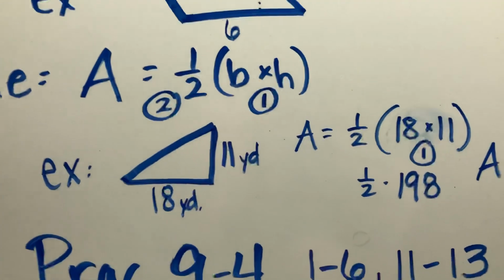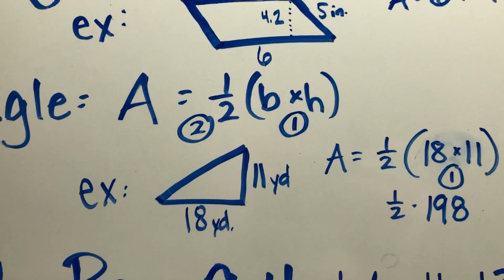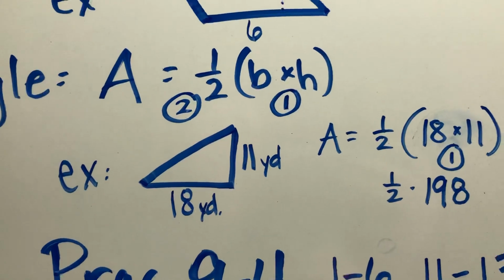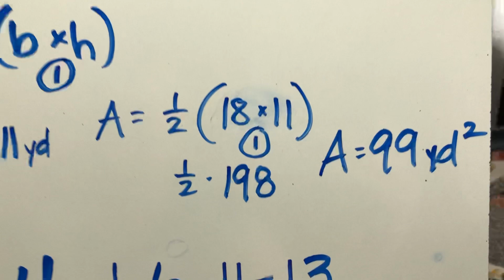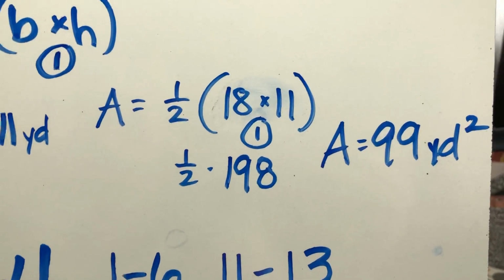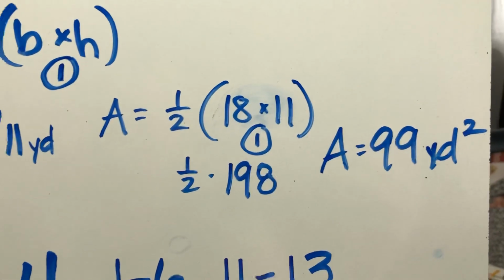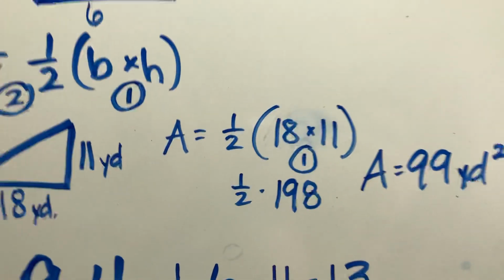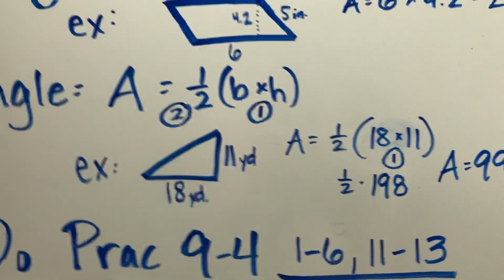And so this triangle is a right triangle. And the height of the triangle is 11 yards. The base of the triangle is 18. I have to do base times height first. My first step is 198. 18 times 11 is 198. I need to take that in half, so I can divide it by 2. And 198 divided by 2 is 99. The unit for this problem is yards, and so I put yards squared.